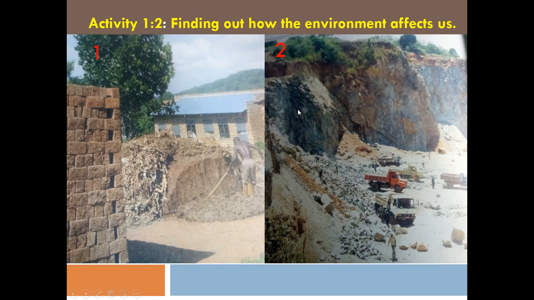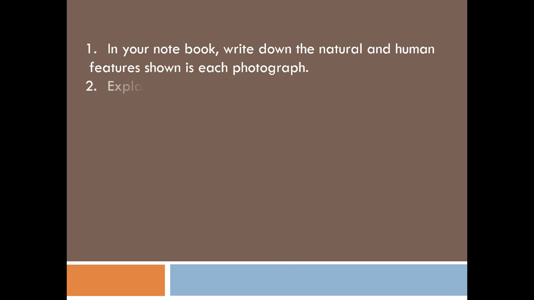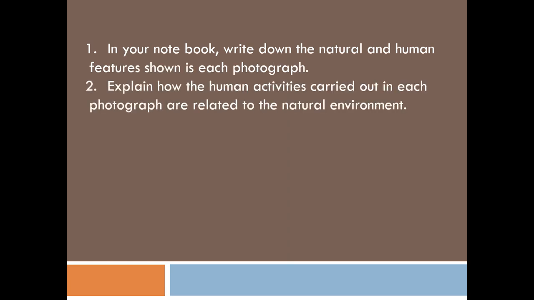So these are natural things, or this is the physical environment. And then how is man utilizing it? How is man utilizing these rocks? How is man utilizing the land? So I want you to identify and explain how the human activities carried out in each photograph are related to the natural environment.